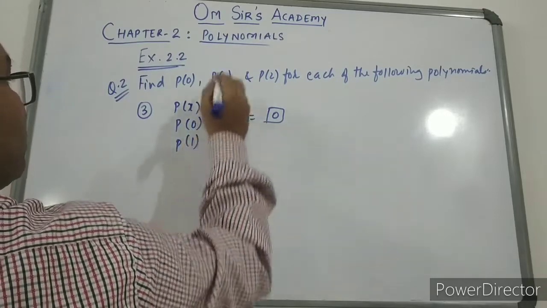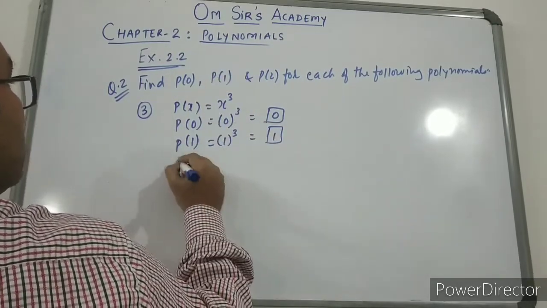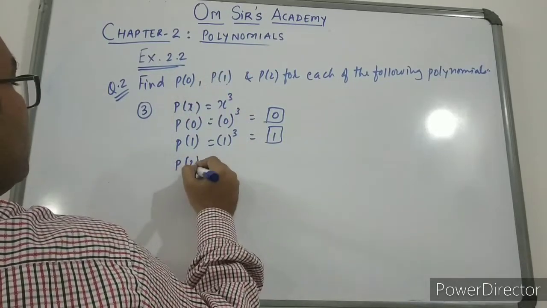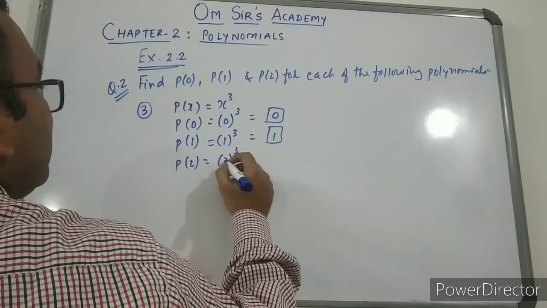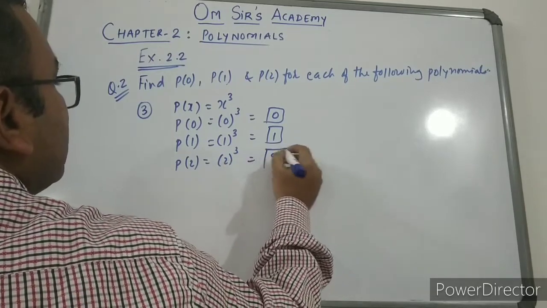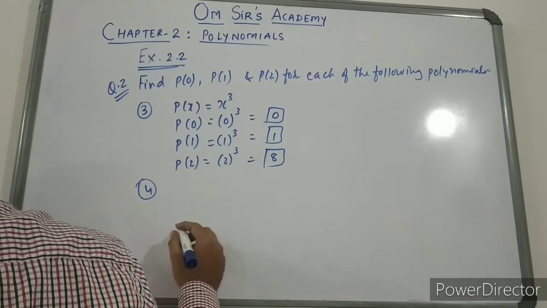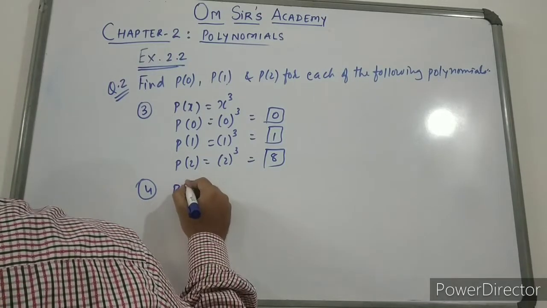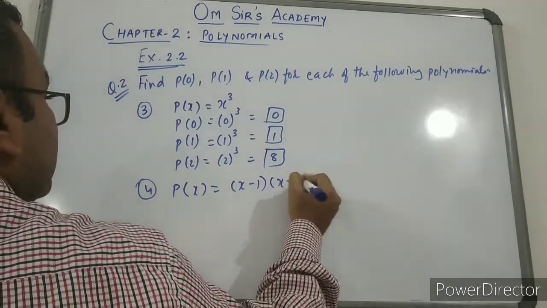Instead of x we put 1. So it will be 1 cube. So the answer will be 1. And in the third we put 2. So it will be 2 cube. What is 2 cube? 2 into 2 is 4, 4 into 2 is 8. So the answer is 8. Fourth one is P of x equals x minus 1 into x plus 1.